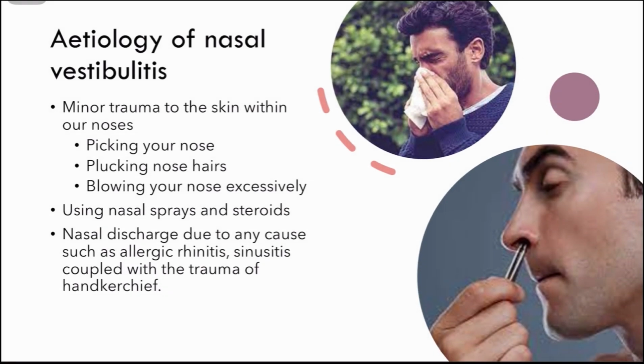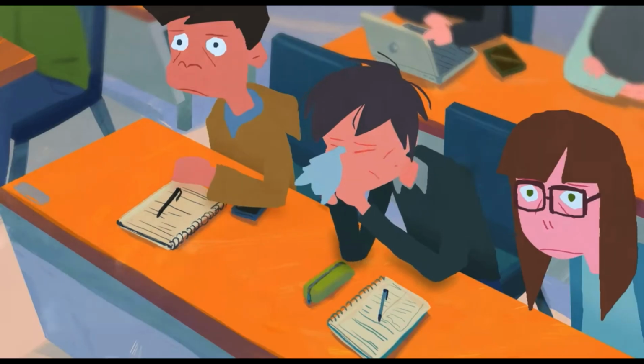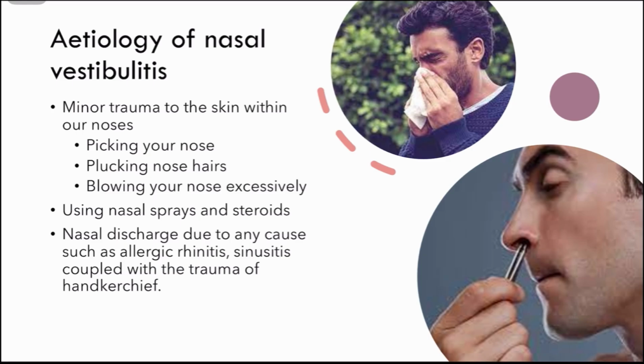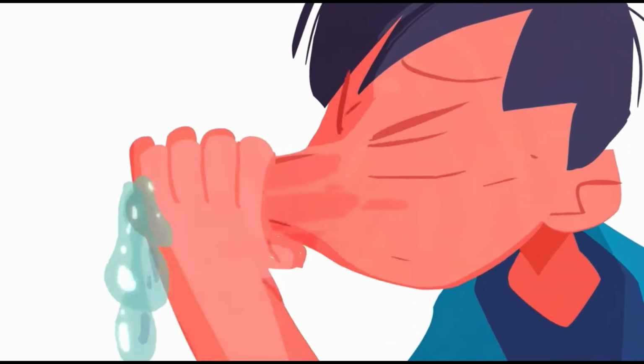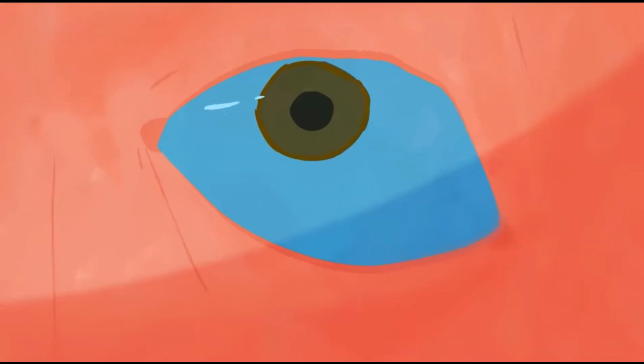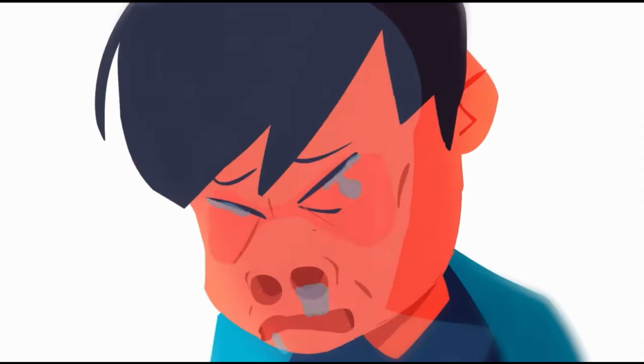So for the etiology of nasal vestibulitis, minor trauma to the skin within our noses, such as picking our nose, plucking nose hairs, and also blowing the nose excessively may lead to injury, and this may predispose to nasal vestibulitis. Using nasal sprays and also steroids may lead to dryness of the mucosa and also dryness of the nose. And also, if there is any nasal discharge that may be due to any cause such as allergic rhinitis, sinusitis, and if it is coupled with the trauma of the handkerchief due to blowing of the nose, it may also lead to nasal vestibulitis.